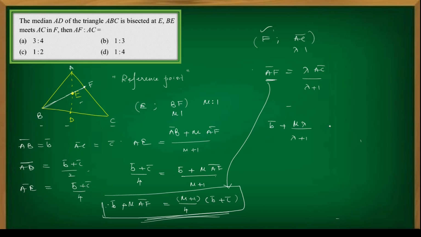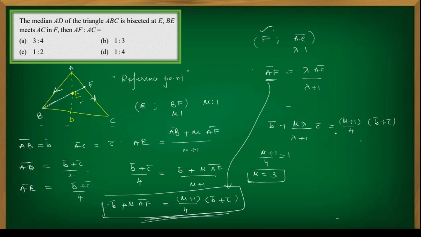What is the AC now? AC bar is equal to what you have here, mu plus 1 by 4 into B bar plus C bar. Now B bar and C bar are non-collinear vectors, so you can compare them directly. So the B bar coefficient is mu plus 1 by 4, and the left hand side is 1. So mu is equal to 4 minus 1, 3. You got mu equals 3.